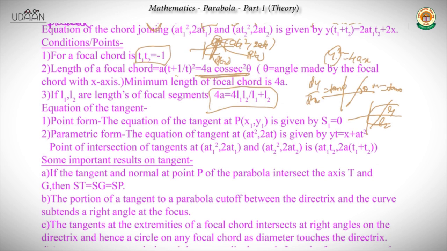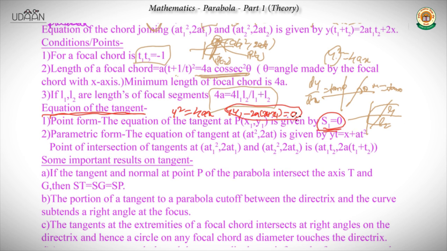Now let us study the equations of tangents of the parabola. The point form of the tangent of the parabola is given by S1 equals to 0. We know how to calculate S1. If it is an x square term, replace it by x x1, y square term, replace by y y1. The x and y terms, replace 2x by x plus x1 and 2y by y plus y1. So in this case, our parabola is y square equals to 4ax. So replacing y square by y y1 and 2ax by 2a times (x plus x1), we get this equation, which is S1 equals to 0.